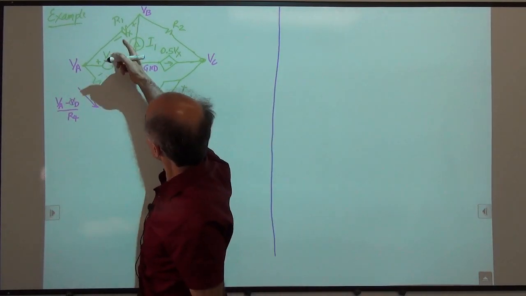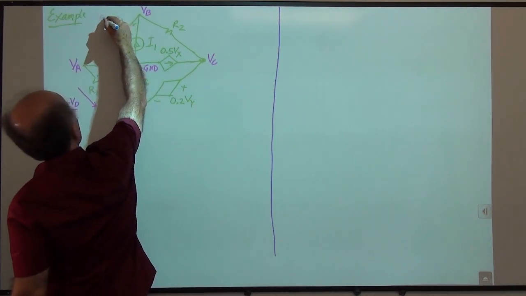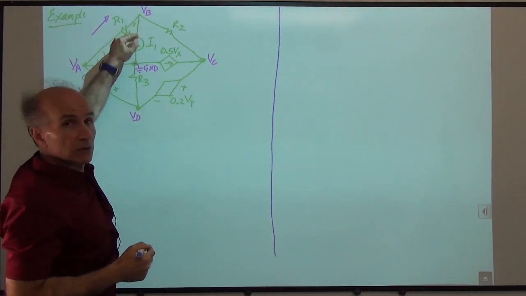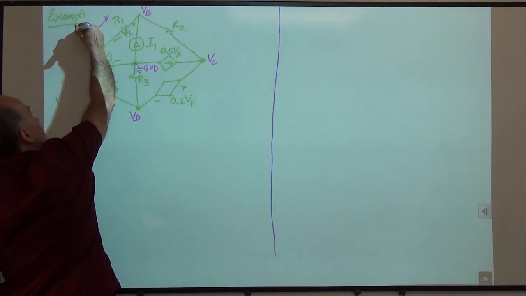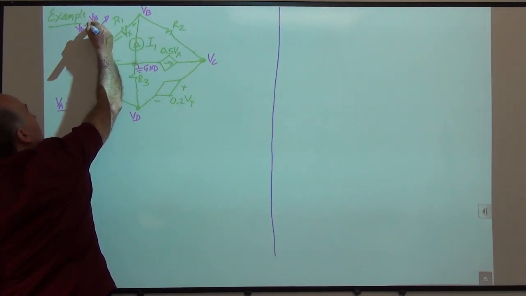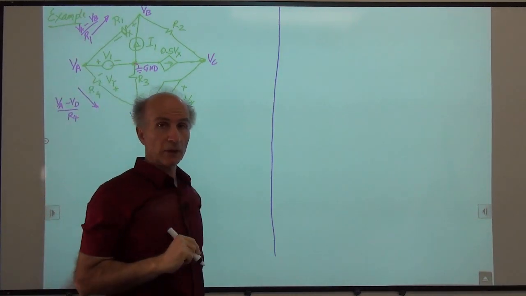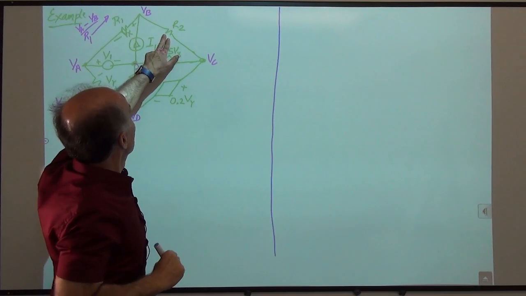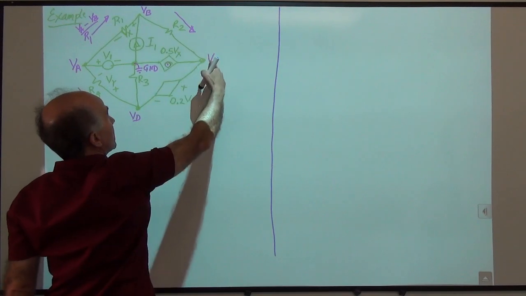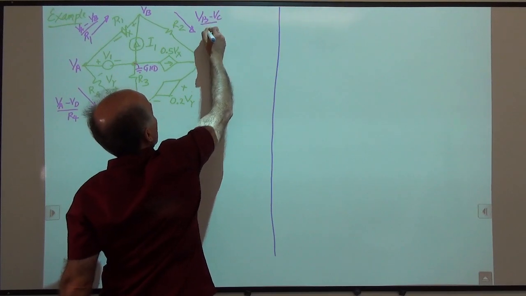Let's go to R1. We assign a current whichever direction we want. So let's say, for example, the current is going this way. The current through R1 going that way is this voltage minus that voltage divided by the resistor. So that would be VA minus VB over R1. How about this one? Again, pick a direction, for example, this way, and then we can say VB minus VC over R2.